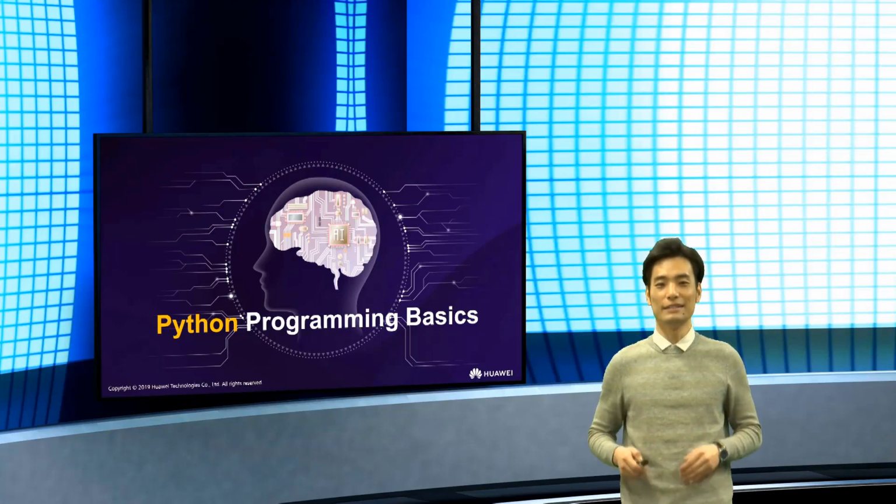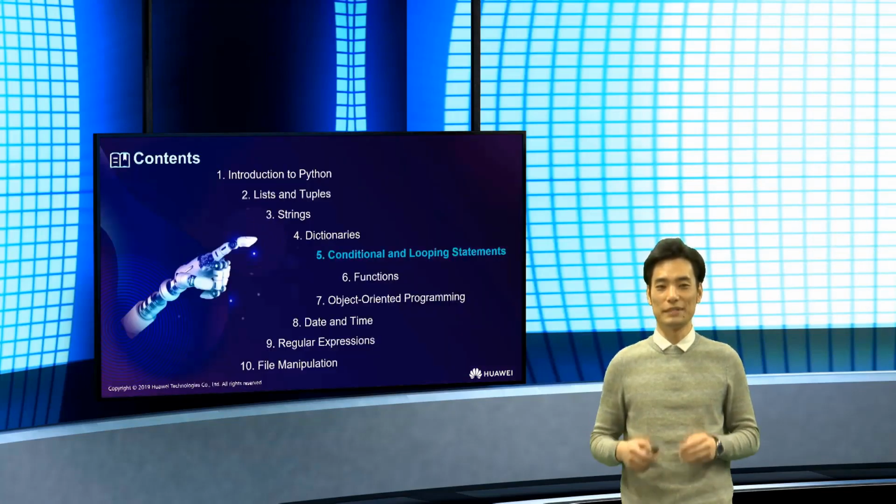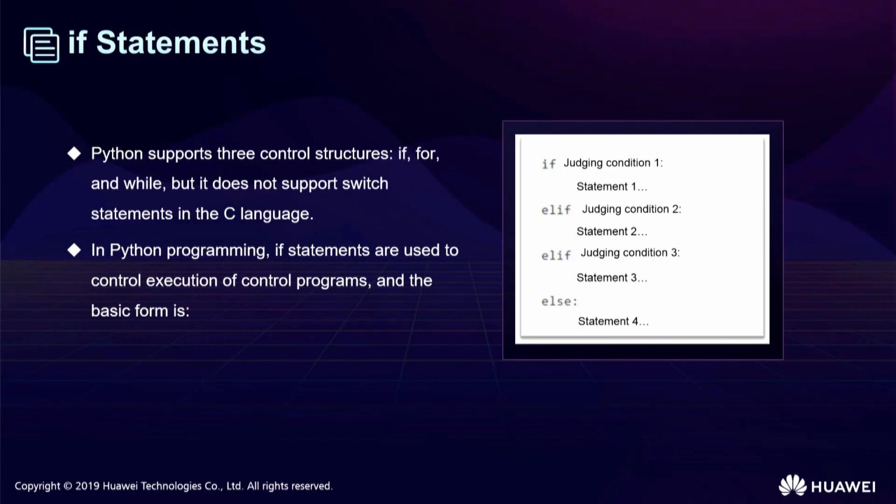Welcome back. In this video, we will learn two sections: conditional and looping statements, and functions. Let's get a quick start. Python supports three control structures, if, for, and while, but it does not support switch statements as in C language.